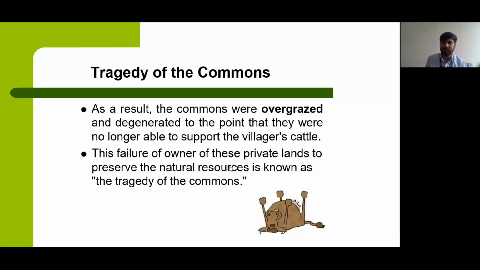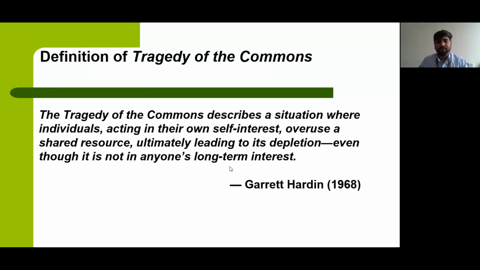This failure of the owners of these private lands to preserve the natural resources is known as the tragedy of the commons, because the land was not owned by anyone but was used by everyone in small amounts, and that small amount cumulatively affected the grazing land and destroyed the resource over a period of time. So the tragedy of the commons is where individuals acting in their own self-interest overuse a shared resource, ultimately leading to its depletion, even though it is not in anyone's long-term interest.